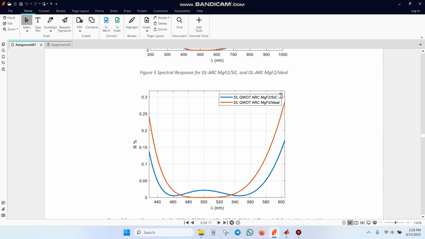So our design of double layer quarter wave optical thickness with magnesium fluoride and silicon carbide is very close to the ideal design, and it would work quite efficiently in real life as well.